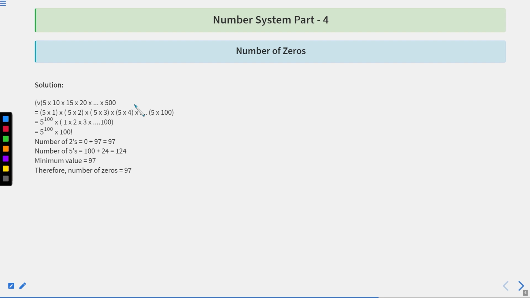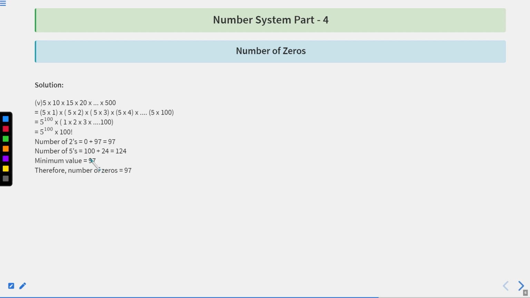How many zeros are there in this product? 5 into 10 into 15 into 20 into 500. The same thing we are going to do here. 5 times 1, 5 times 2, 5 times 3, 5 times 4, up to 5 into 100. Take all the 5's together and write them as 5 to the power 100, and the remaining numbers can be clubbed together to form 100 factorial. Now the number of 2's is 0 plus 97, that is 97, and the number of 5's is 100 from here and 24 from here, which totals 124 5's. So the minimum value is 97.